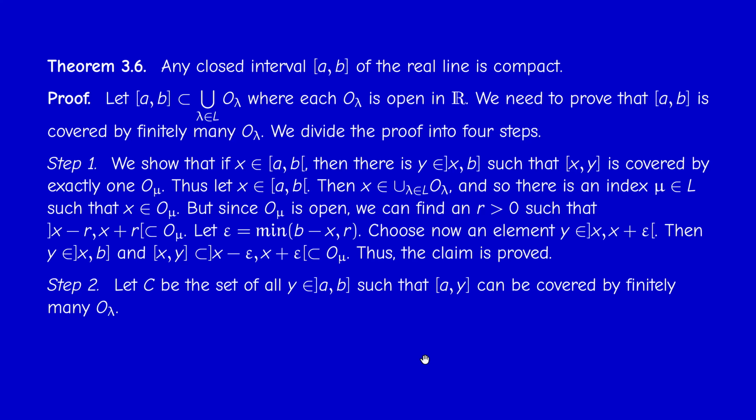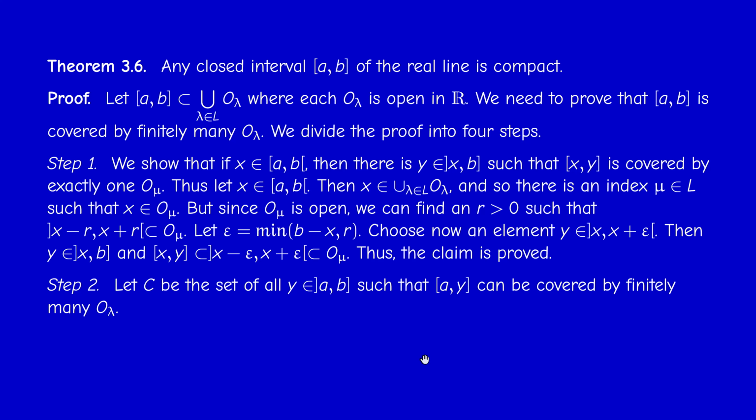Okay, second step, we consider the set capital C of all numbers y in [a,b], strictly bigger than a and less or equal than b, such that the closed interval [a,y] can be covered by finitely many O_lambda. Okay, so the target now is to prove that C is not empty. C is bounded from above, so it has a supremum, and the supremum belongs to C, and then the supremum is equal to b, and then we are done. Okay, so let us proceed step by step.